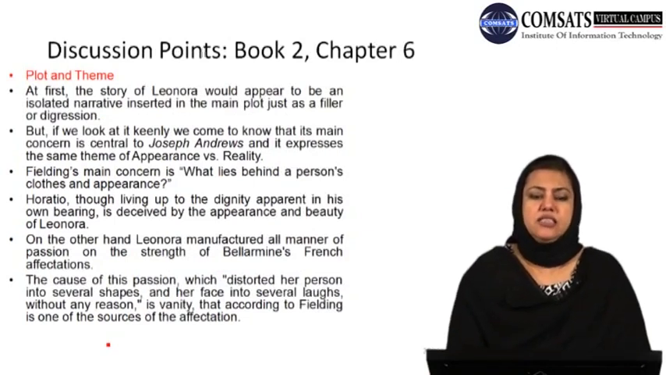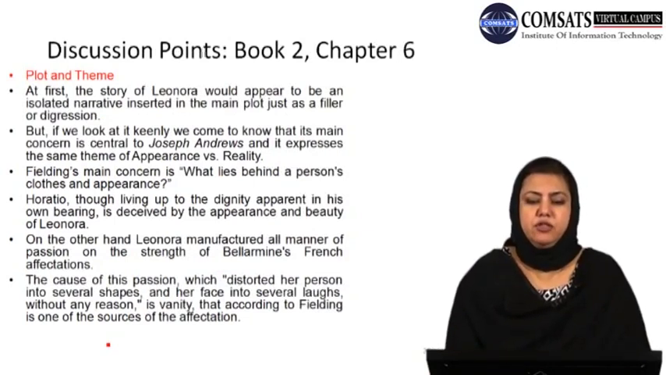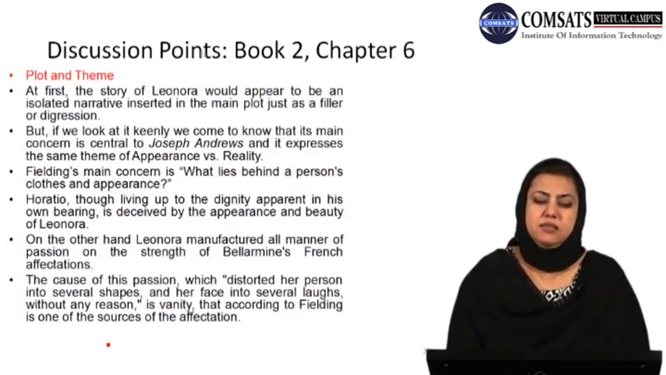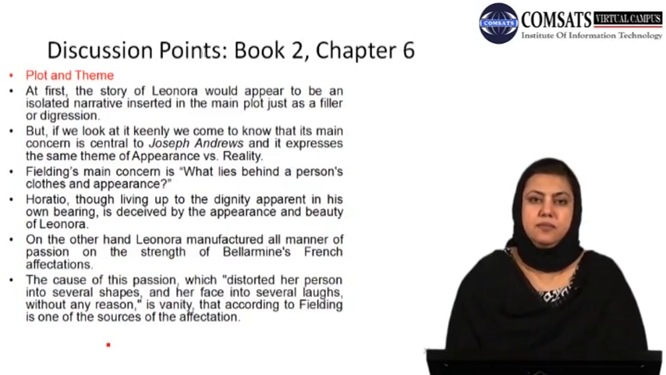Before we move on, there are some important discussion points with reference to this chapter that shed some light on plot development and themes. At first, the story of Leonora would appear to be an isolated narrative inserted in the main plot just as a filler or digression. However, if we look at it keenly, we come to know that its main concern is central to the novel Joseph Andrews, and it expresses the same theme of appearance versus reality.